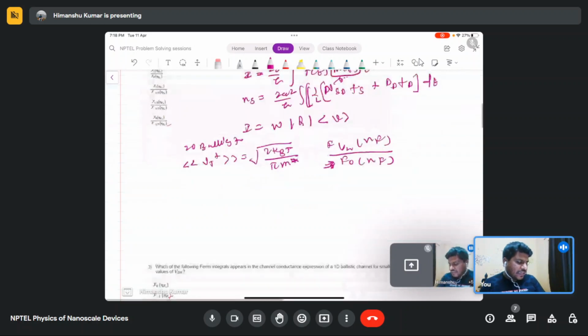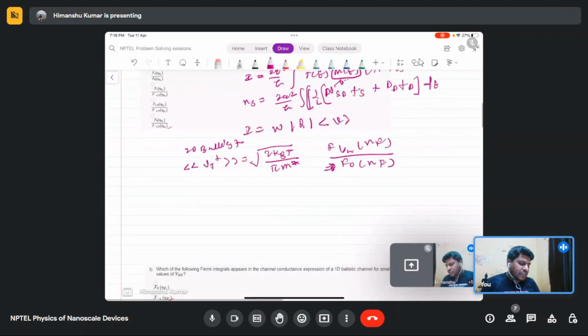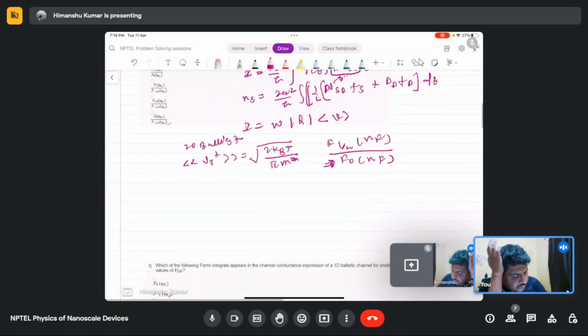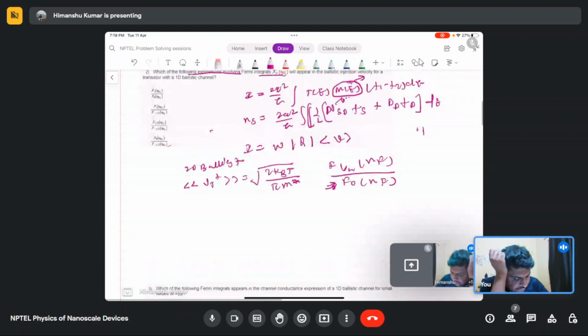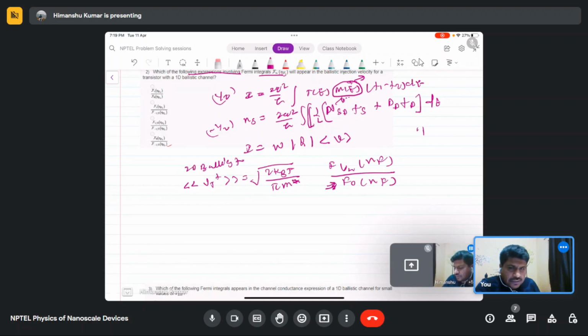Similarly, in the case of the 1D ballistic case, this will come out as minus one half order, and this will come out as plus one half. One order will be reduced in both. So the correct answer will be F of 0 n_F in the numerator, divided by F of minus half n_F in the denominator.